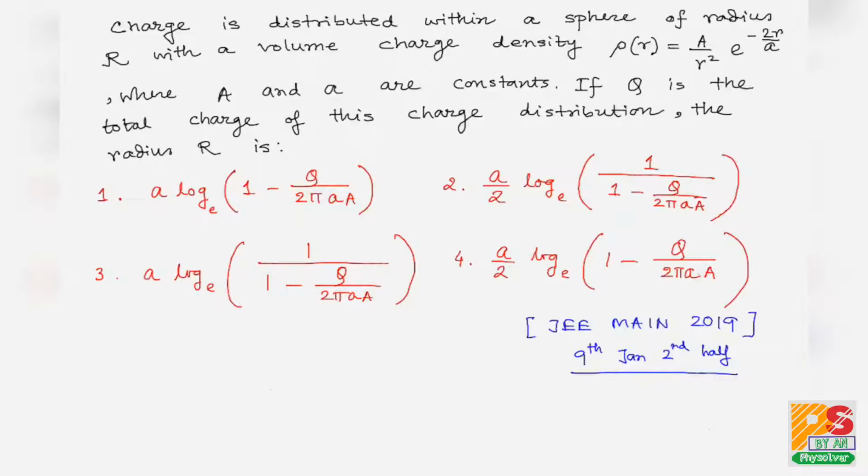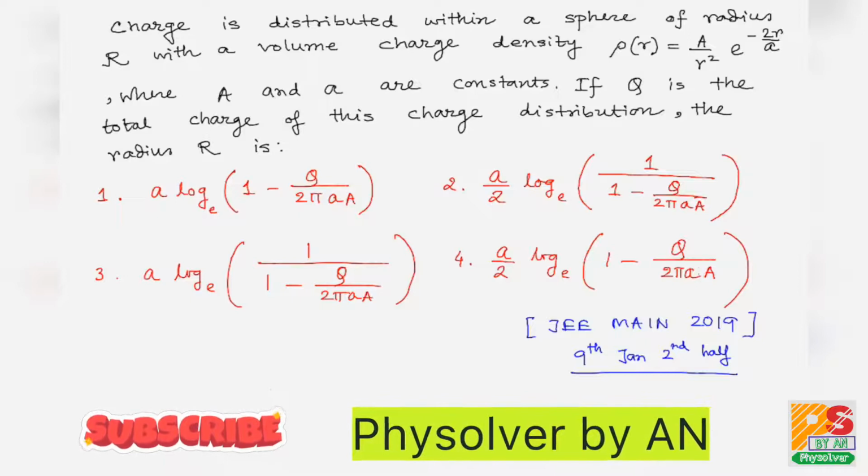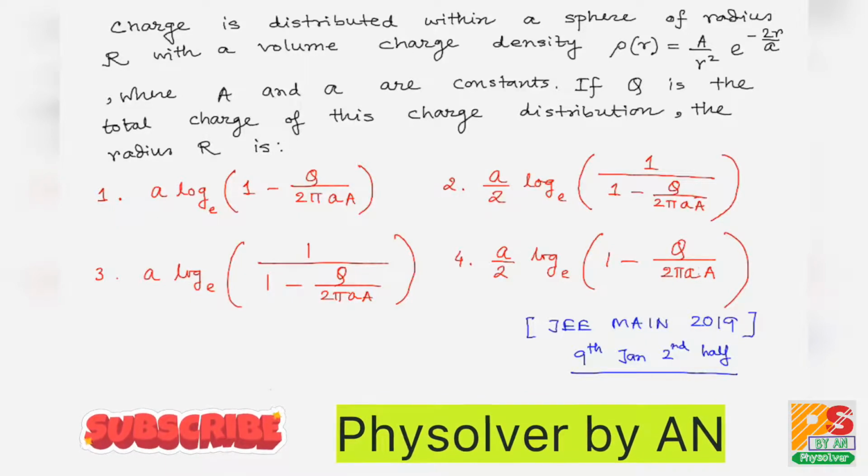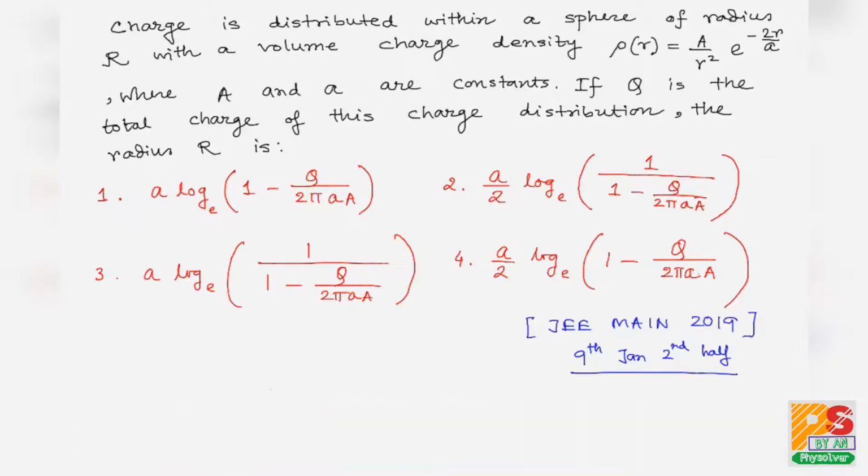Hello students, the question is: charge is distributed within a sphere of radius capital R with a volume charge density rho equals A by r square e to the power minus 2r by a, where capital A and small a are constants. If capital Q is the total charge of this charge distribution, the radius capital R is.